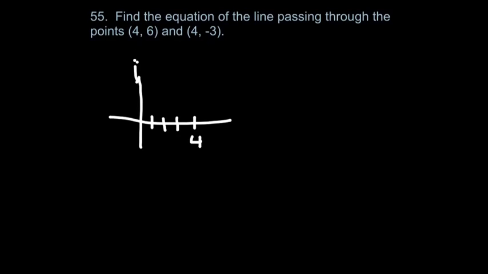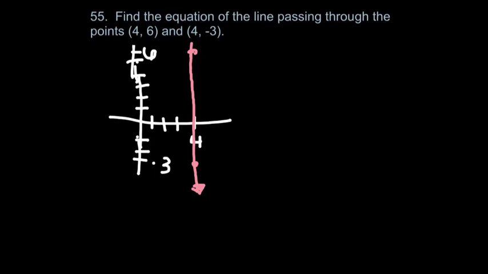Let's see, there's 4, negative 3. Obviously, this is very crude, but it can kind of get the point across that if this is 4, negative 3, and this is 4, 6, connecting them would give me a vertical line. The equation of any vertical line is x equals whatever the x-coordinate of your points are. So in this case, the equation for the line is x equals 4.